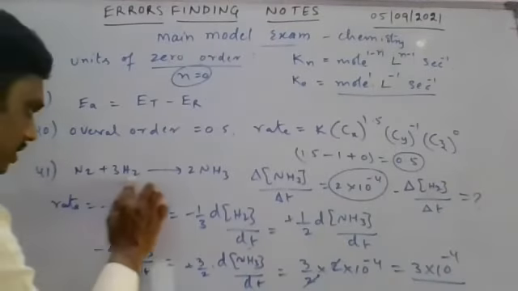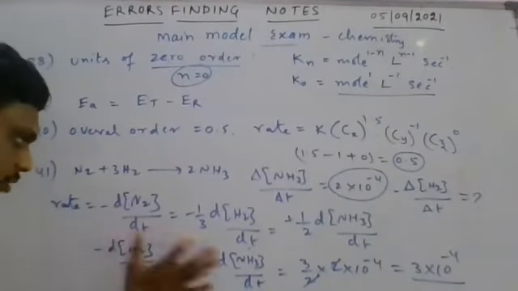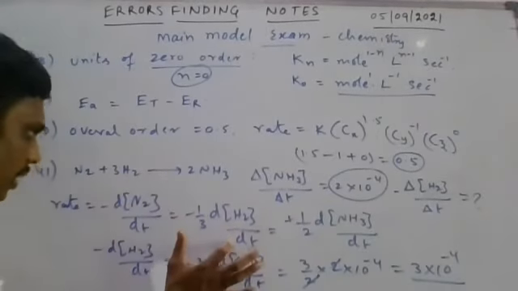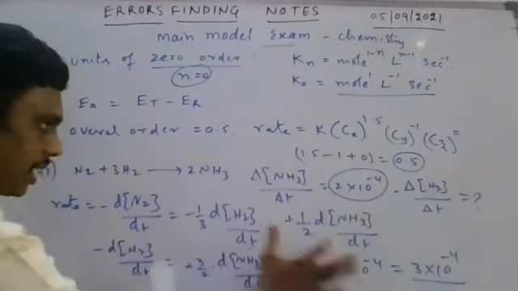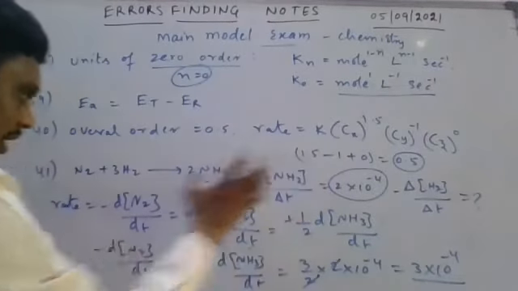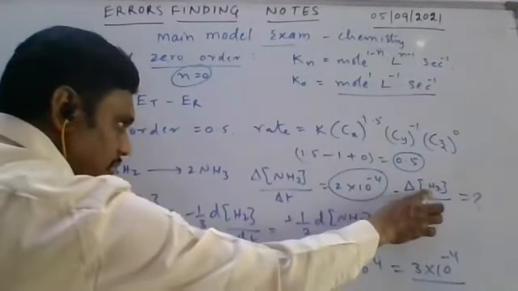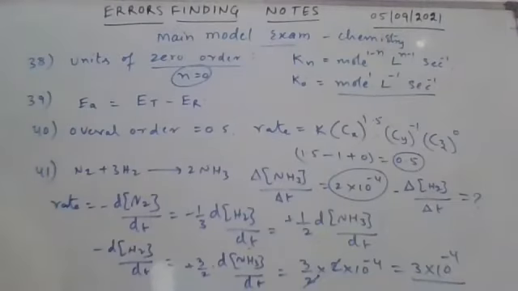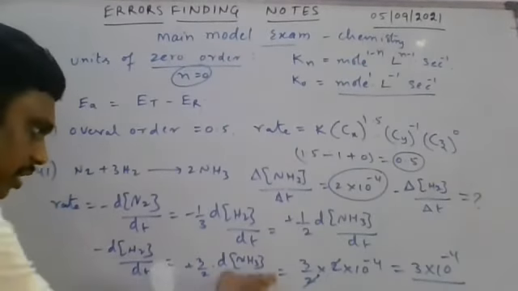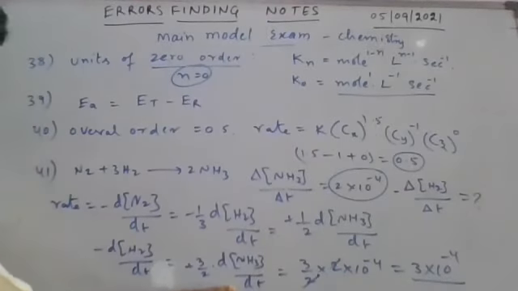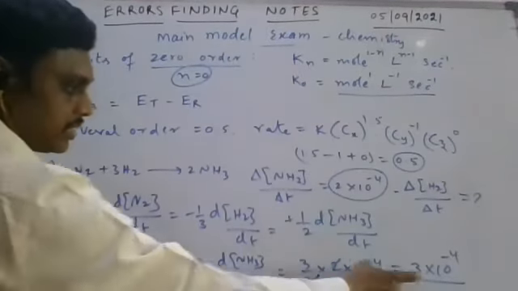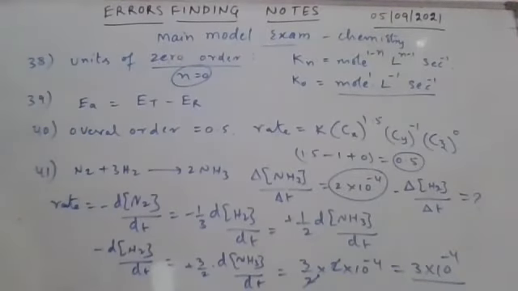Once again, look at this. This is the equation for this rate expression: d of N2 by dt, minus 1 by 3 d of H2 by dt, plus d of NH3 by dt. The rate of formation of ammonia is given. The rate of consumption of H2 is equal to 3 by 2 times the rate of formation of NH3. That is 2 into 10 to the power minus 4 into 3 by 2. The 2 cancels here, giving 3 into 10 to the power minus 4.